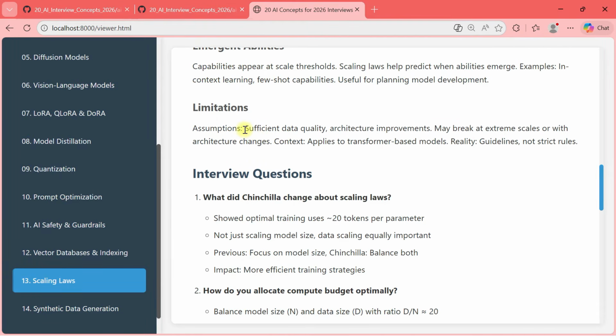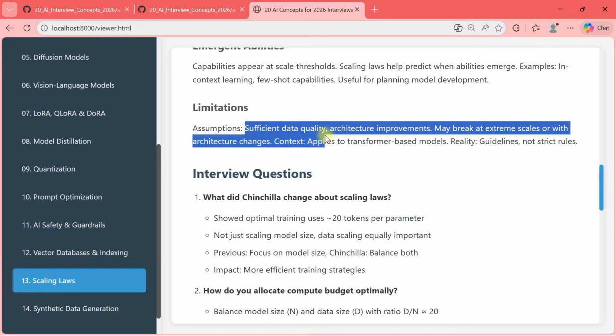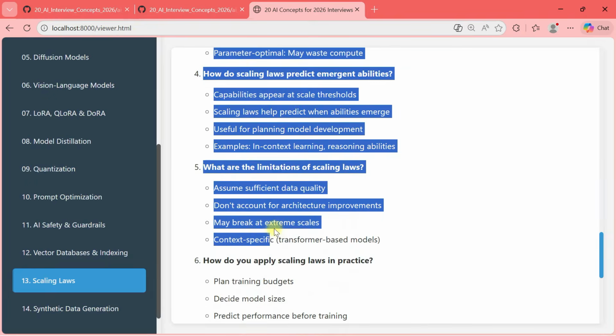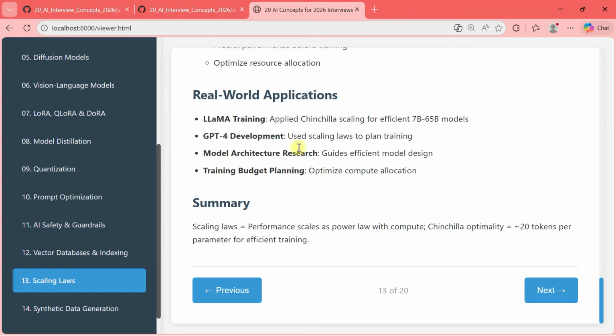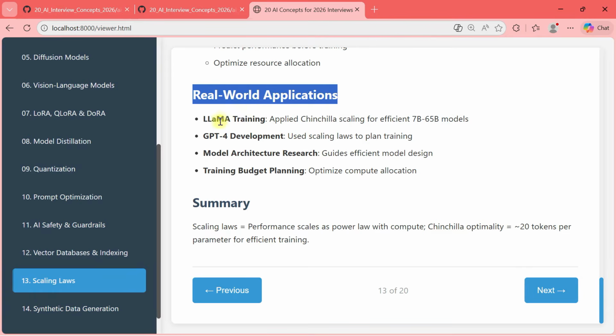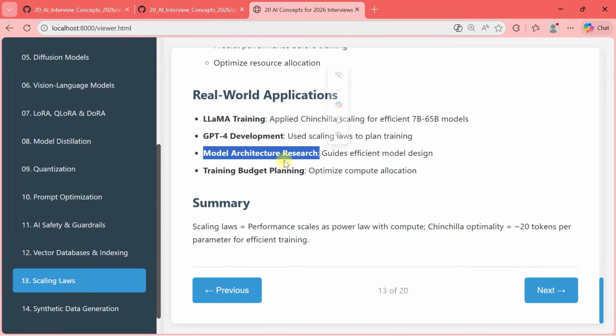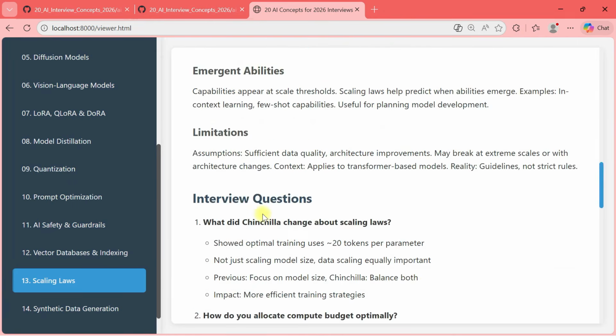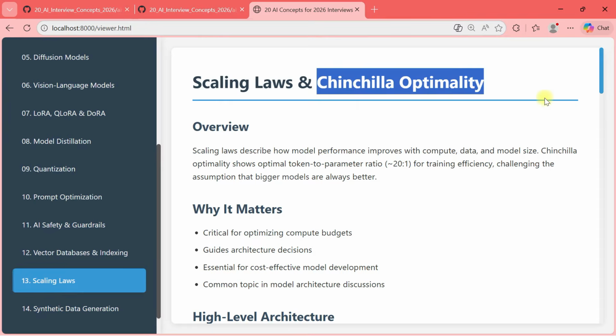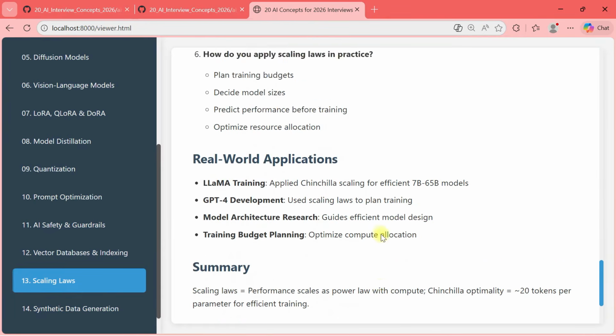What are the limitations? The assumption is sufficient data quality, and architectural improvements may break at extreme scales or with architectural change, but roughly this is an industry accepted thing now. Okay, some interview questions you can see here on Chinchilla law, and real world applications could be Llama for training, GPT for development, model architecture research, training budget planning, whatever we discussed. Very important, remember this, anybody can ask you about this. Remember the 20:1 ratio.